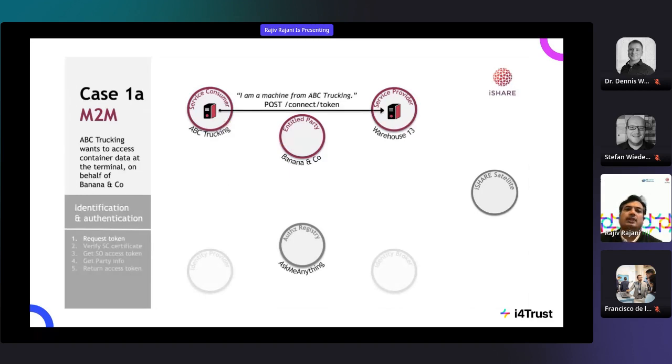right? So in this case, now the actual transaction happens, or now we are talking about the actual flow of when ABC Trucking Company wants to know about the ETA of the container from warehouse 13, then how will it initiate this transaction, right? So first step, as I already explained a bit earlier, is that ABC Trucking Company server needs to connect to the warehouse 13 server, and it needs to first get an access token. And for this, what it does is it generates a client assertion at its end and sends this client assertion at the connect token endpoint of warehouse 13.